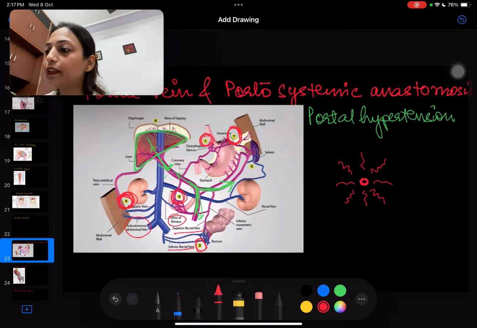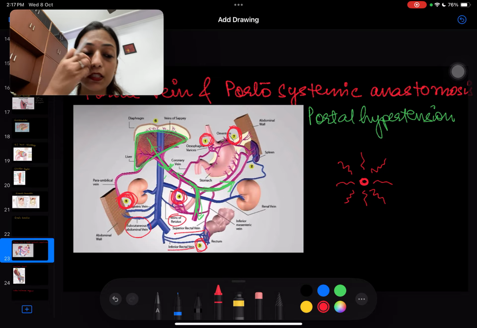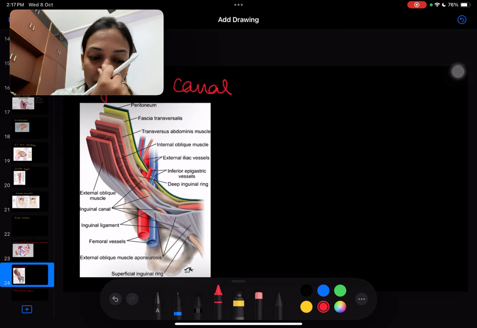Is there anything else that I need to tell you here? Retroperitoneal, paraumbilical, intrahepatic, rectal, esophageal. Yes, I've told you all of them. Caput medusae also I've told you. So see, this is all about it. Now let's go towards the next one.